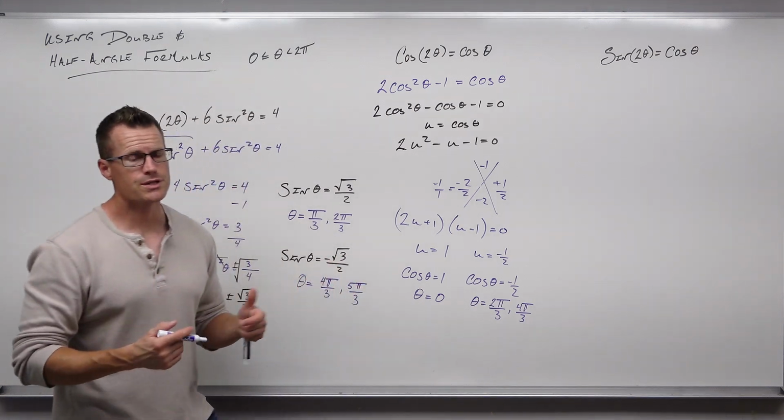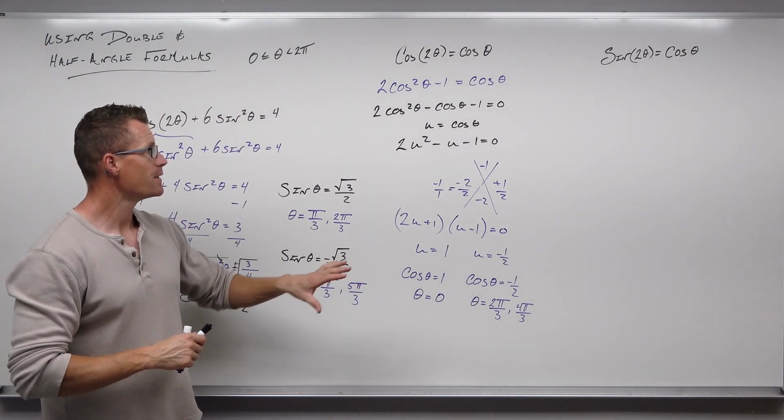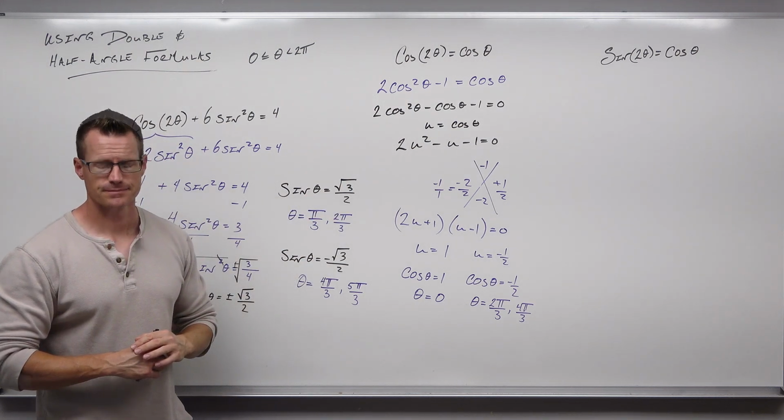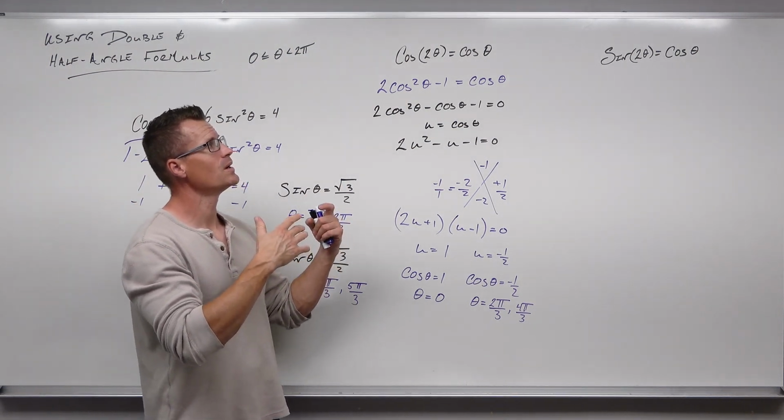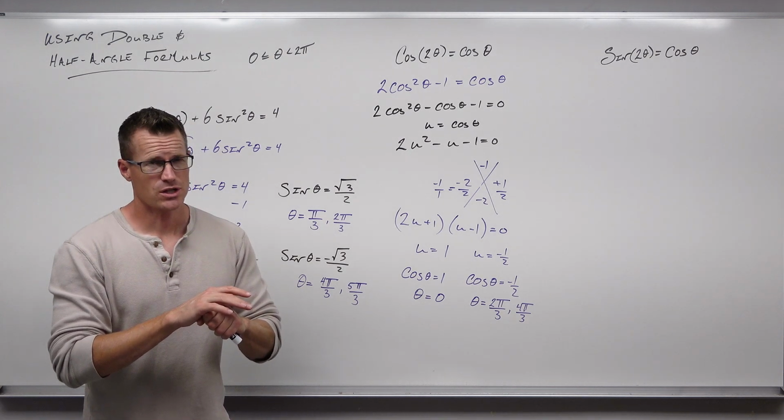And those are all the solutions on one revolution of the unit circle, or from 0 to 2 pi, that satisfy that equation. Okay, last one. So we have sine of 2 theta equals cosine theta. We really want to change some double angles.